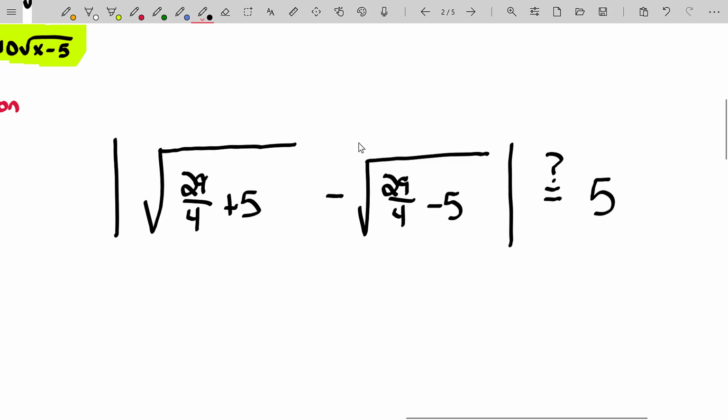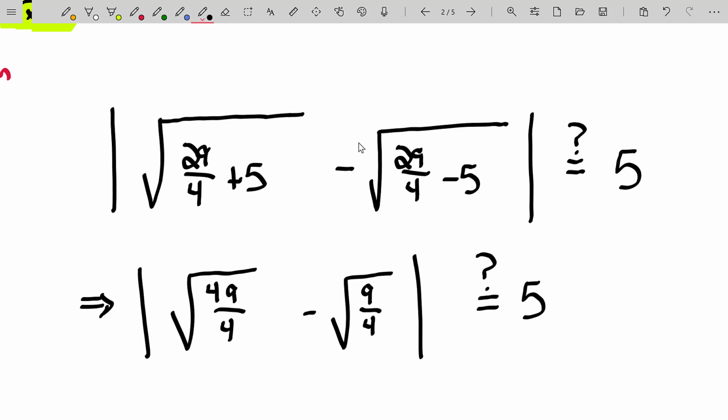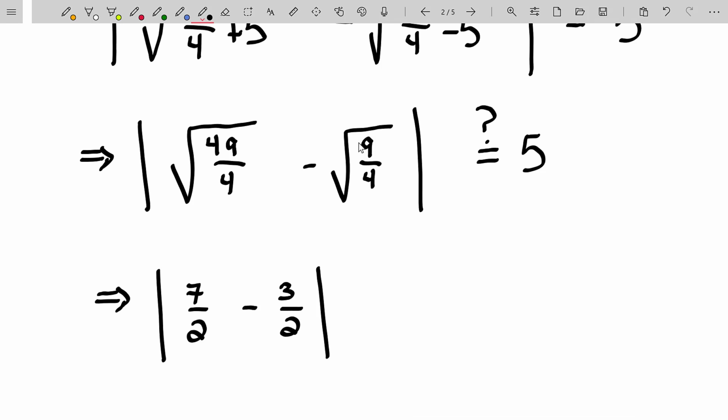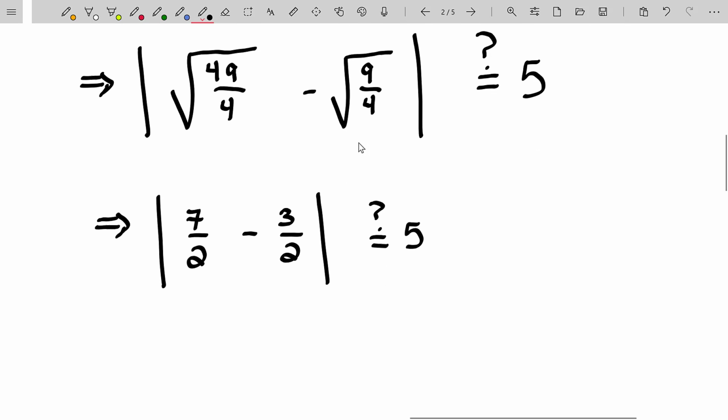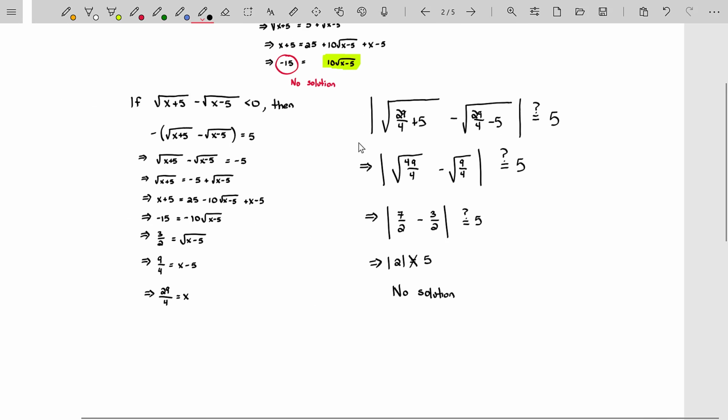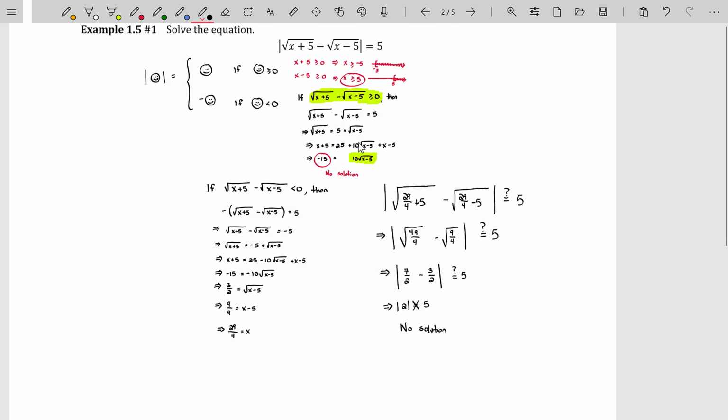Well, let's do a little bit of arithmetic now. Again, just asking the entire time, is that going to be 5? Reducing down, we get to this, which is the absolute value of 2. And we know that's not equal to 5. So there actually is no solution on this branch either. When I say branch, I mean when you break the absolute value up into its positive and negative cases.